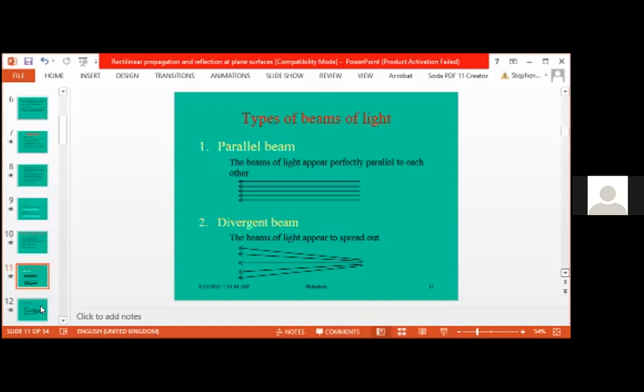Then we have convergent. A convergent beam means that the rays are coming and meeting and converging at a certain point. That's why they're convergent. They are meeting at the point. So we have three types of beams: parallel, divergent, and convergent. So the beams are either parallel, divergent, or convergent. Divergent will be spreading out, convergent will be converging or coming together at a point.